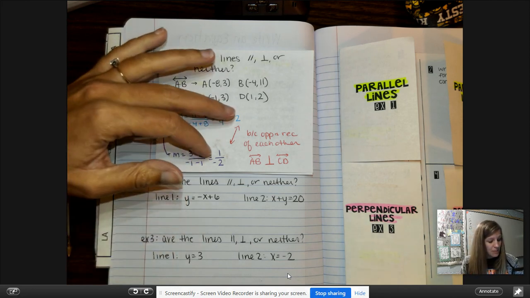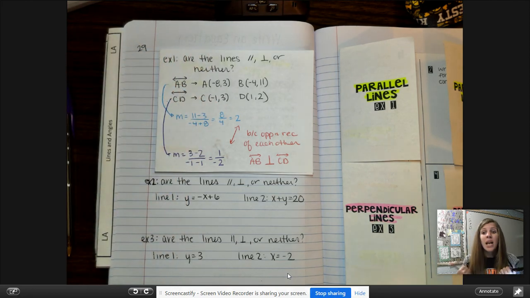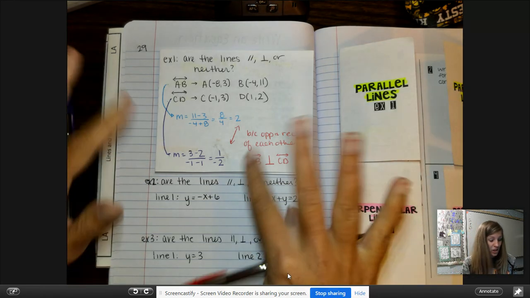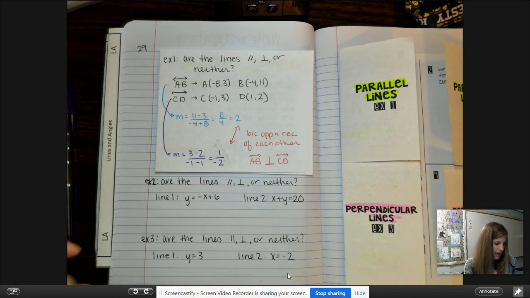Now, if they had been parallel, I would need to go check the y-intercept because if 2 parallel lines have the same y-intercept, then they end up right on top of each other. And so they're not really parallel. They're the same line, like one on top of the other. And so then we would say neither. So that actually is kind of nice because we saved ourselves some work there.